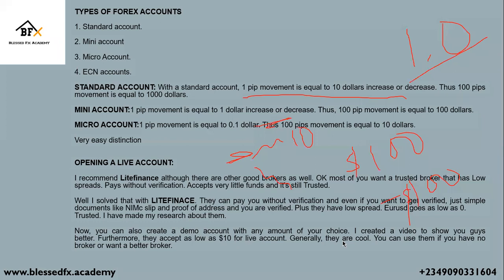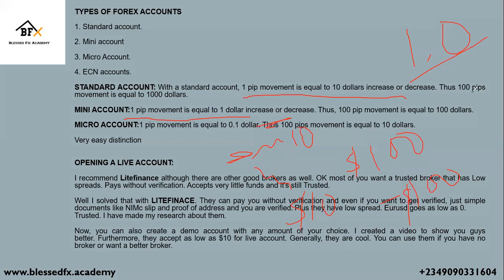So a mini account is one pip movement equal to $1 increase or decrease. Do you understand? In standard accounts, one pip is $10. In a mini account, one pip is $1. So if you make 10 pips, instead of $100 as in a standard account, you make $10 in a mini account. So it is not increasing so much and not decreasing so much, which is why it is ideal if you have a small capital. Let's say your capital is less than $50, you might not want to be looking at a standard account. A mini account will do the job for you. In fact, even with $100, some persons use mini accounts.